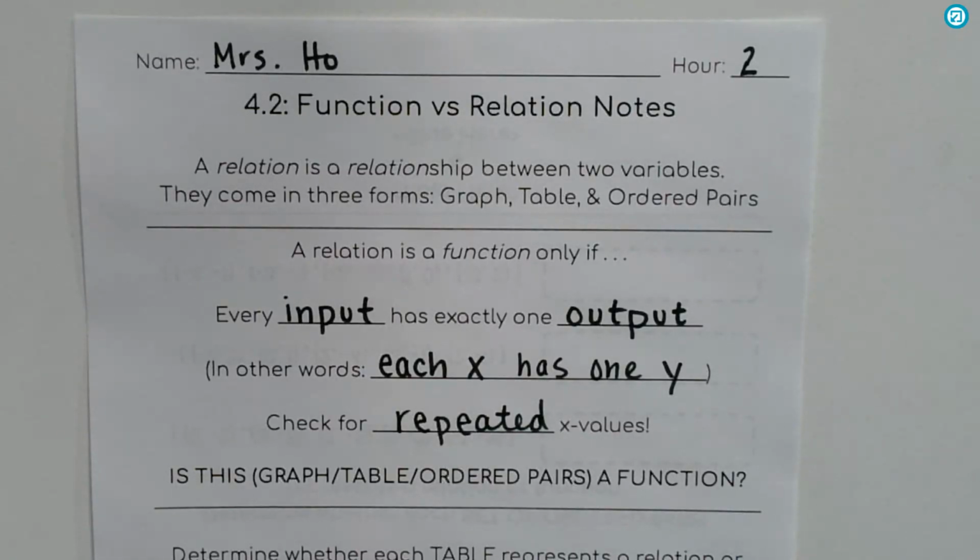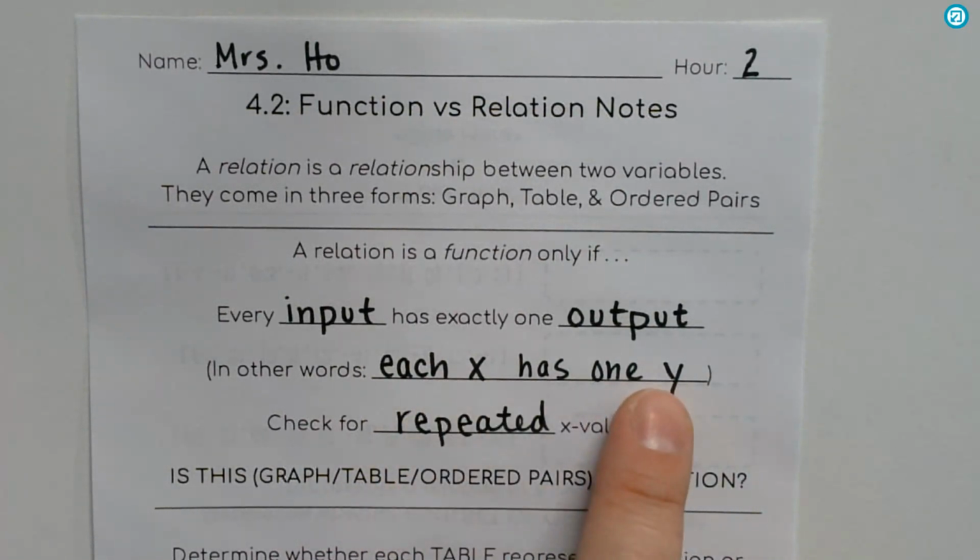If I push the button that says Coke, you should get out a Coke. If I push that button and I don't know what I'm going to get out the other side, that means that one input, that one x value, has multiple y values.